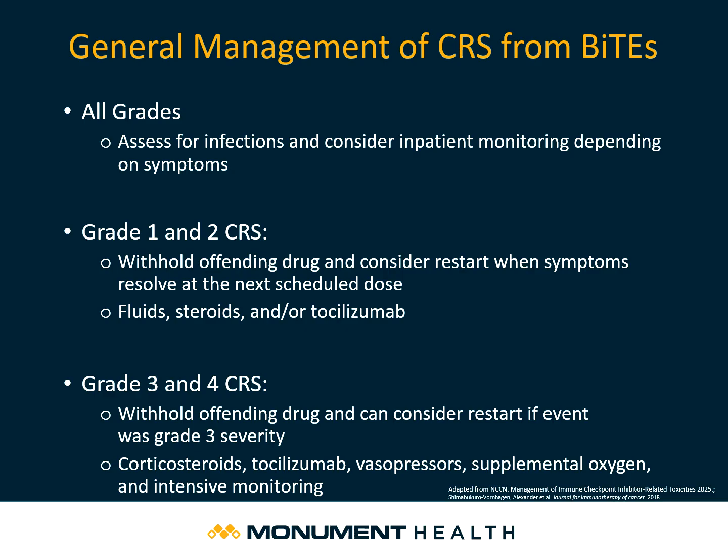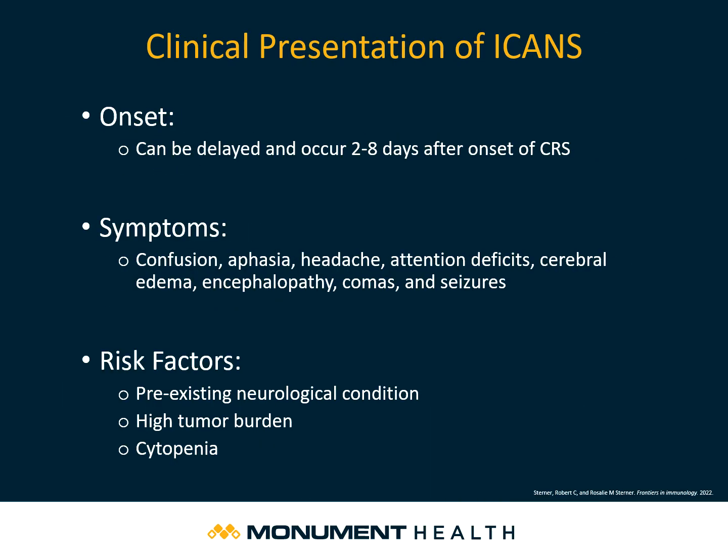Higher doses of steroids will also be given, and tocilizumab will typically be given more frequently if they are not responding, in which 3 doses can be given in 24 hours for a maximum of 4 doses total for a max dose of 800 milligrams. With ICANS, the onset is delayed and can occur 2 to 8 days after the onset of CRS.